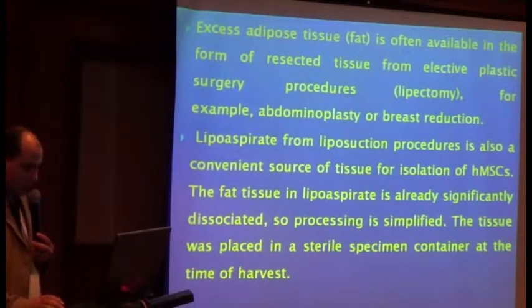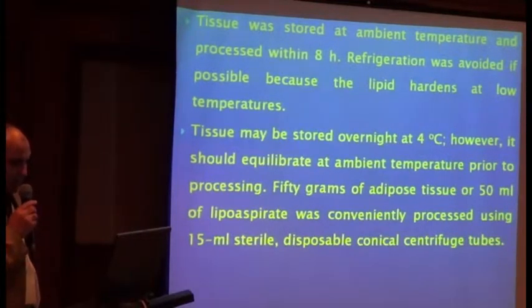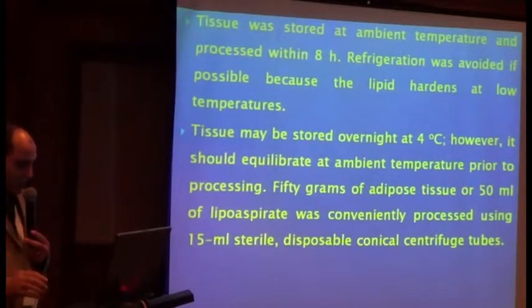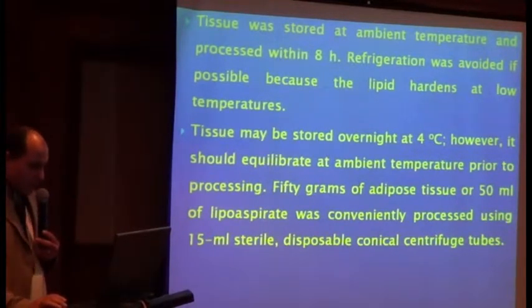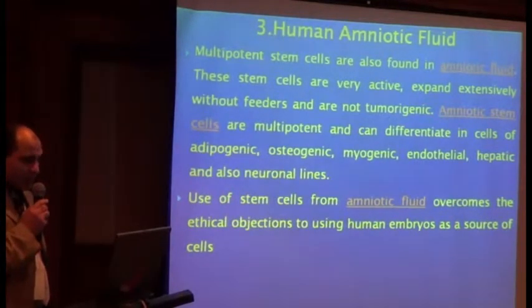The tissue was placed in a sterile specimen container at the time of harvest. Tissue was stored at ambient temperature and processed within 8 hours. Refrigeration was avoided if possible because the lipid hardens at low temperature. Tissue may be stored overnight at 4 degrees centigrade. However, it should equilibrate at ambient temperature prior to processing. 50 grams of adipose tissue or 15 milliliters of lipoaspirate was conventionally processed using 15 milliliter sterile disposable conical centrifuge tubes.